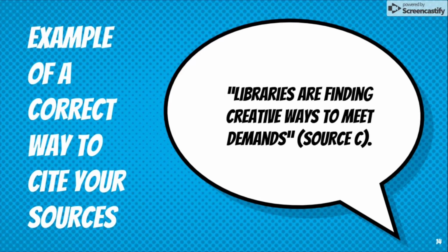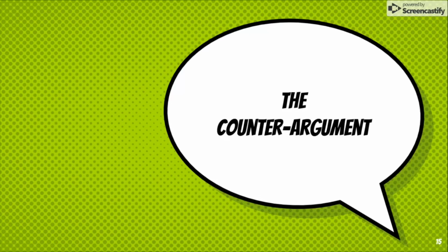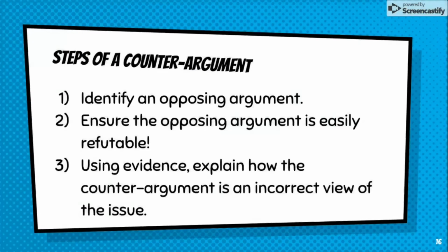This is an example of a correct way to cite your sources, and this is from an actual AP exam that I found on the internet. Libraries are finding creative ways to meet demands. Source C. As you can see, the source is in parentheses and outside the quotes, but the period is after it. Next up, we have the counter-argument.